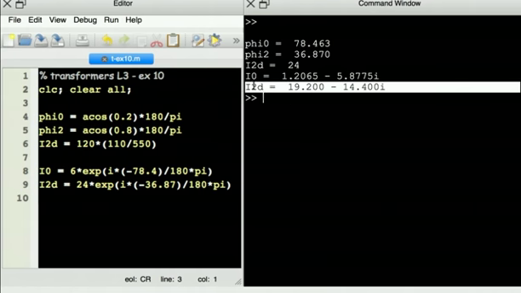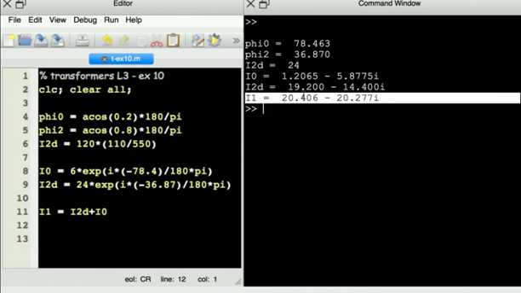So here you can see I2 dash is 19.2 amperes minus j14.4 amperes. So I have these two currents. Now I can find I1 easily. I1 will be I2 dash plus I naught. Now if I run it, I got this I1 current. Now this I1 current, I want to express in polar form.